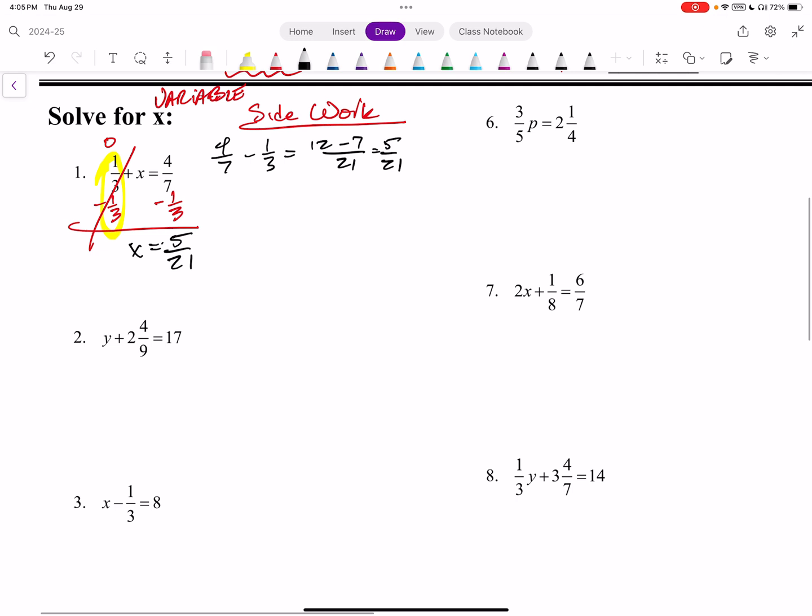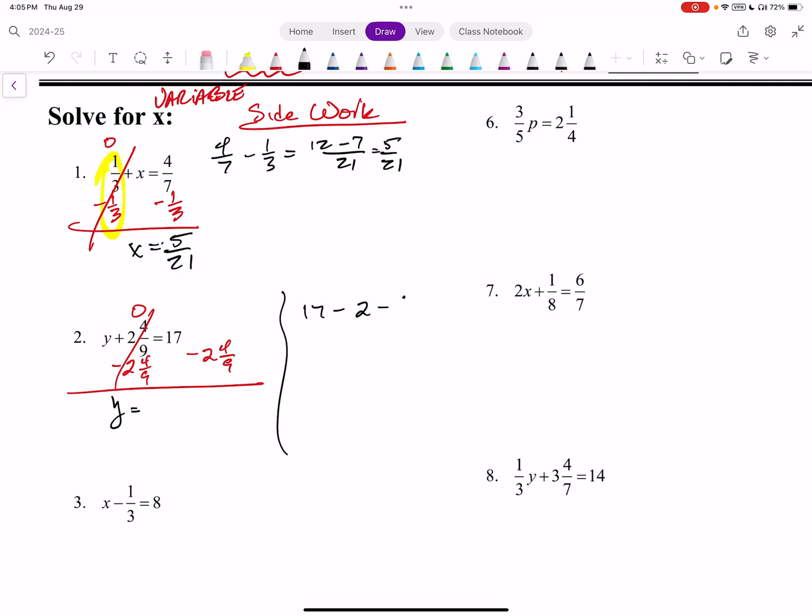Let's do one at a time, obviously. We're going to add the opposite again. And the opposite of 2 and 4/9 is, guess what? It's a negative 2 and 4/9. And you want to do that on both sides, right? These cancel to 0 here, and you get y is equal to 17 minus 2 and 4/9. 17 minus 2 minus 4/9 from left to right.